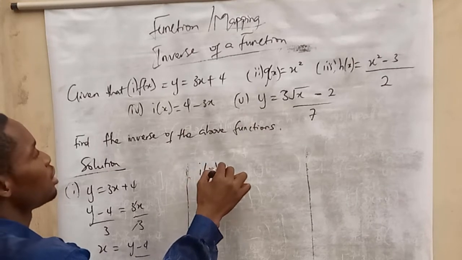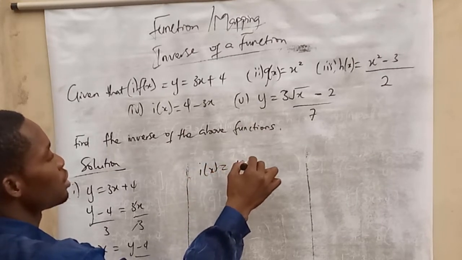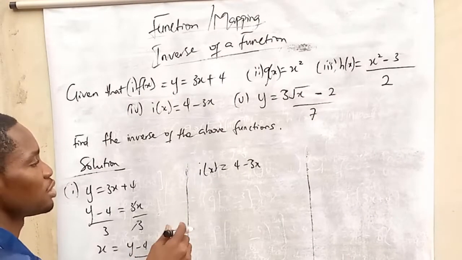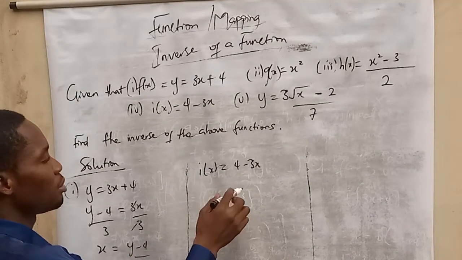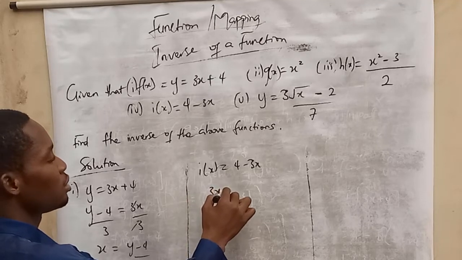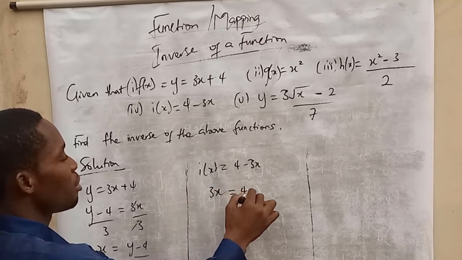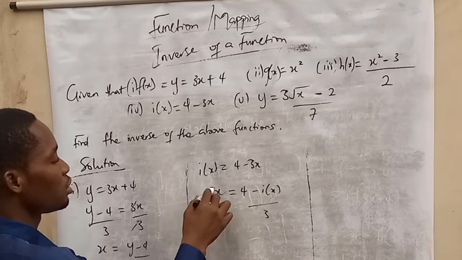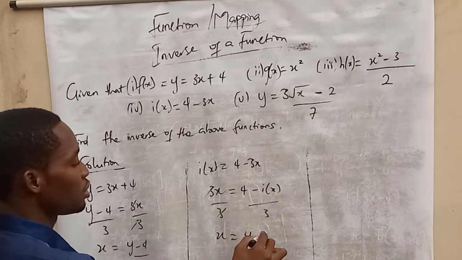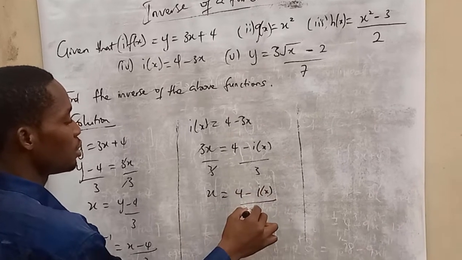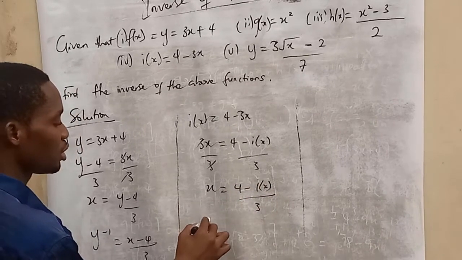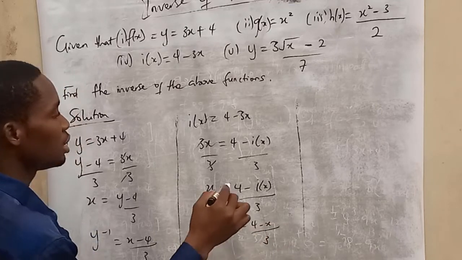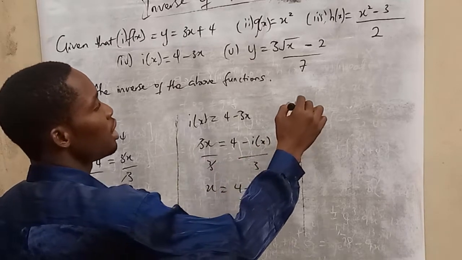For number 4 question, we have it as I of x equals 4 minus 3x. Okay, I'm using the questions I gave you in my last class. That's component of a function. So make x the subject of the formula in this case also. Bring 3x here to become positive. I'm going to have that as 4 minus I of x. Divide by 3 to have x equals 4 minus I of x all over 3. Bring I of x outside, it becomes I inverse of x equals 4 minus x over 3.